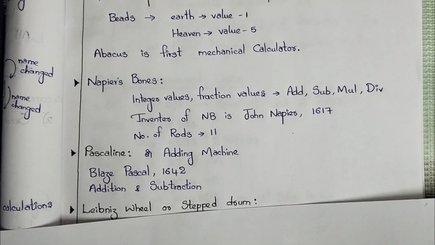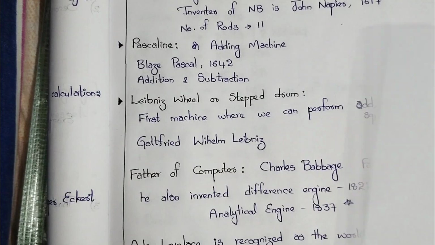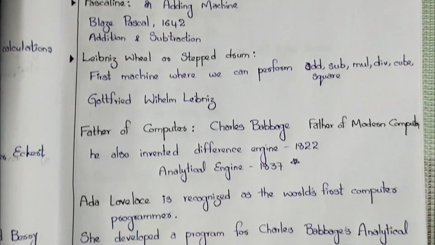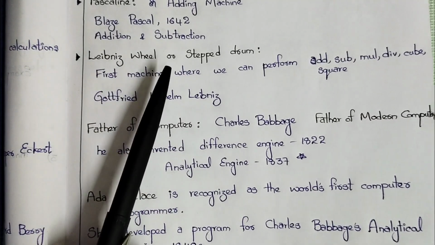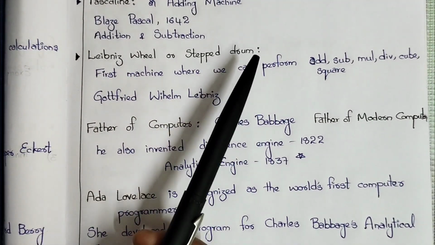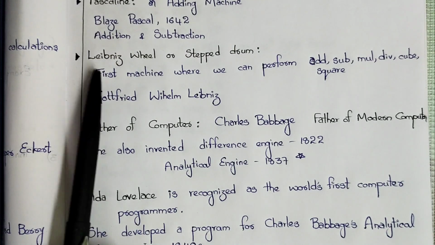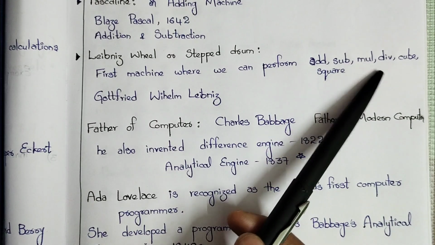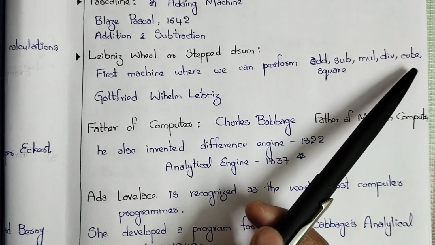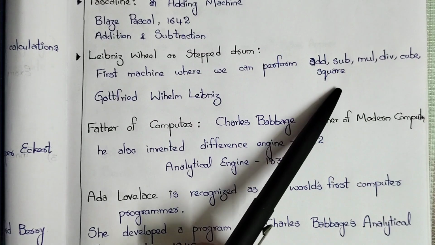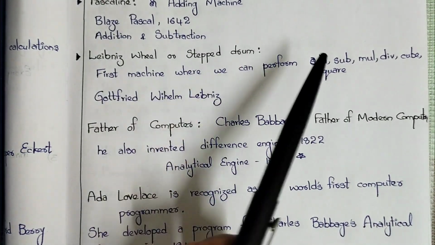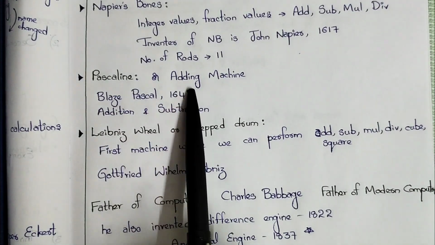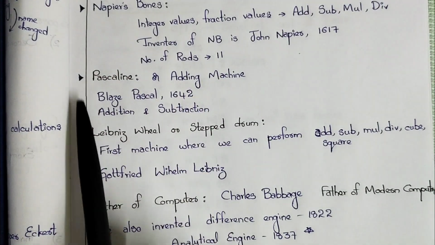The next one is Leibniz wheel, or we can say stepped drum. It is the first machine where we can perform addition, subtraction, multiplication, division. We can find cubes and squares of numbers. So this is the first machine where we can perform all these operations, whereas Pascaline is the first machine where we can perform only addition and subtraction.